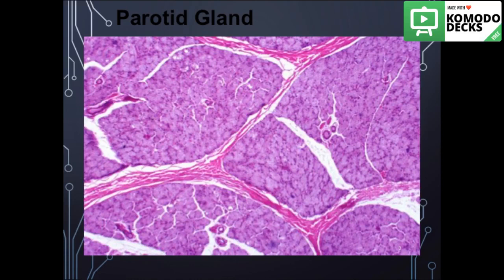Dividing the lobules are the connective tissue septa, which usually contain the collecting ducts, nerves, and blood vessels. You see the lumen of these acini are very low and can be hardly seen.